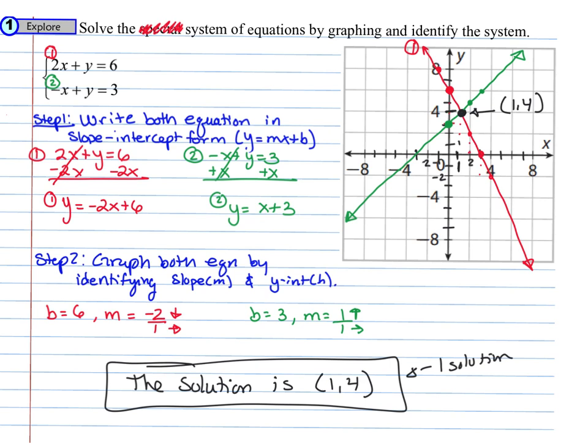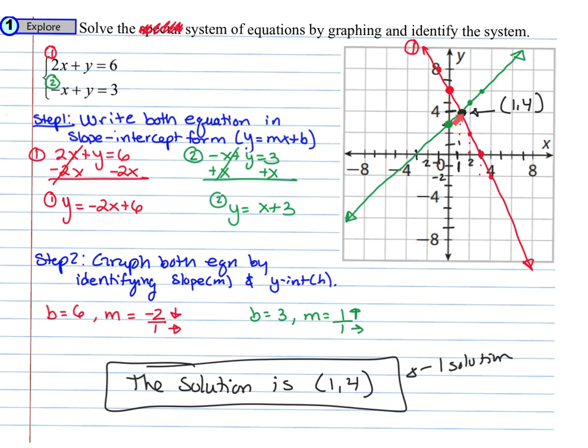I did the same thing for my green equation. My y-intercept was 3, and my slope was 1 over 1. So when I graph my red equation, this is 6. I go down 2 over 1, down 2 over 1, down 2 over 1, and I make my equation. I numbered it. I did the same thing for the green equation. I started at 3, went up 1 over 1, up 1 over 1, and they intersected at this point.